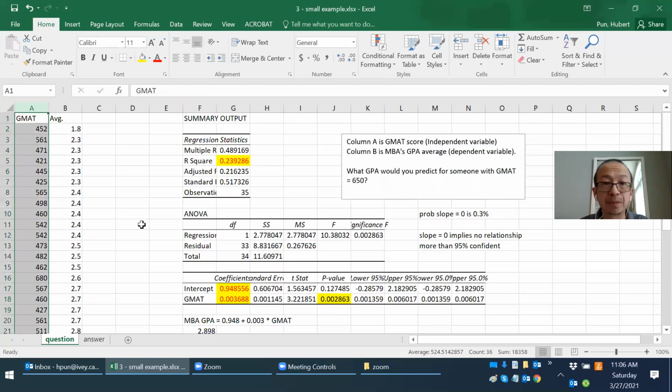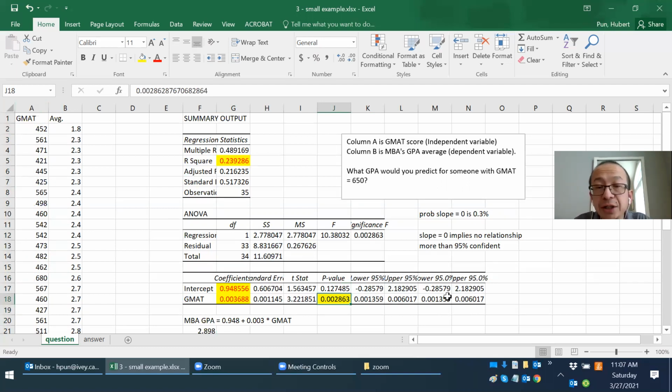So the first step, after running linear regression, is to look at the p-value. That will be the first one that you look at. Specifically, you are only concerned about the p-value of the slope, not the intercept. You do not care about J17, which is the p-value of the intercept. What you care about is J18, which is the p-value of the slope. And the slope is the GMAT score.